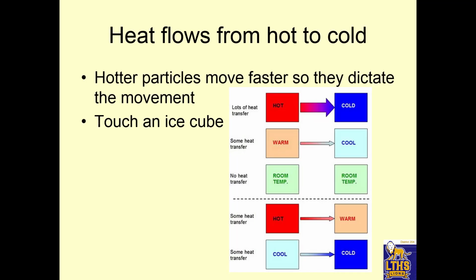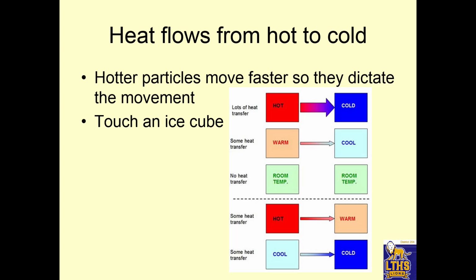So heat, what does heat do? It flows from hot to cold. So hotter particles move faster. So they come into contact with colder particles and they transfer their heat and cause the colder particles to start to move faster. Okay. So if things are at the same temperature, there's no heat transfer. Something at a high temperature is going to transfer to something at a cold temperature. So the heat will be transferred and the temperature will change.